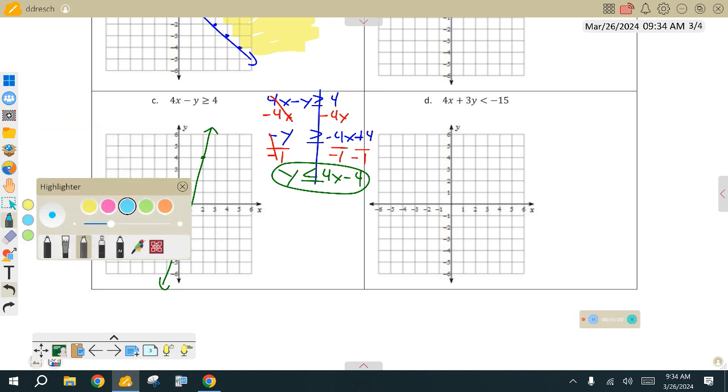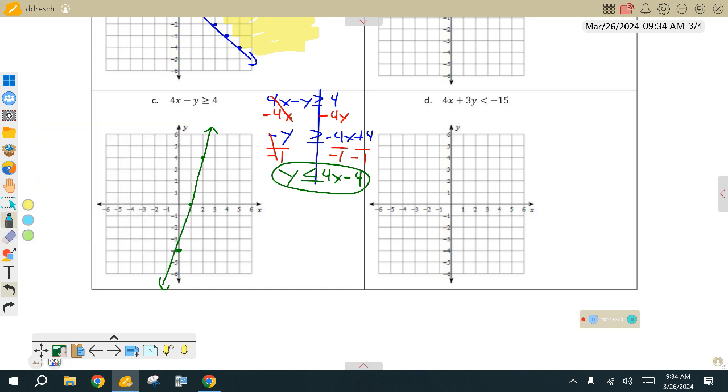Above or below that? I'm sorry? Below. It's less than symbol, right? And what would happen if you did not flip it? I'm sorry? If you do not flip the inequality symbol, what would you be doing then?